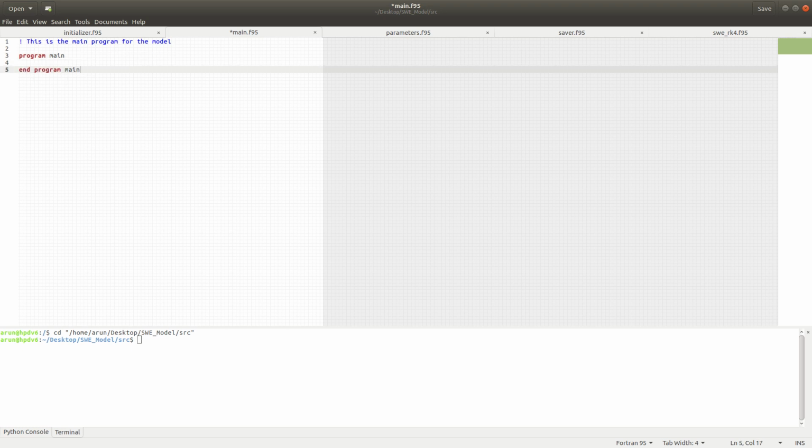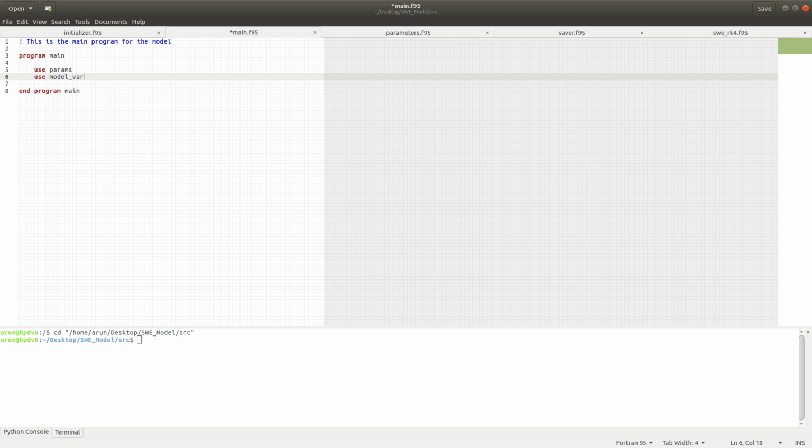Okay, and now what you have to do is we'll be using the params module, so we'll just write use params. I'm going to talk about this in a moment. Use params, use model_vars, and I'm going to put implicit none, and then I'm going to define an integer i, and this integer is going to be our iterating variable.